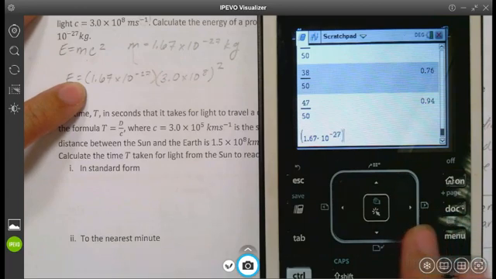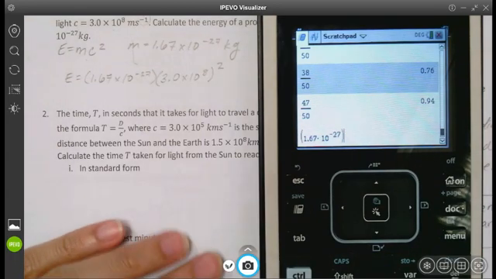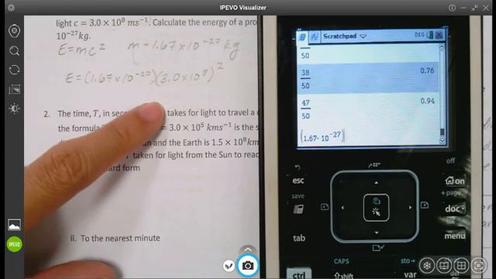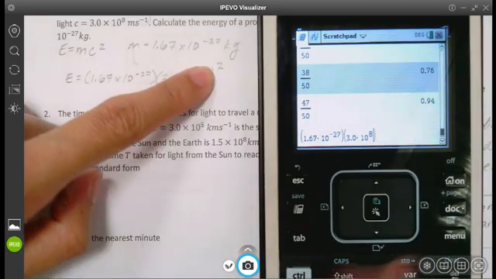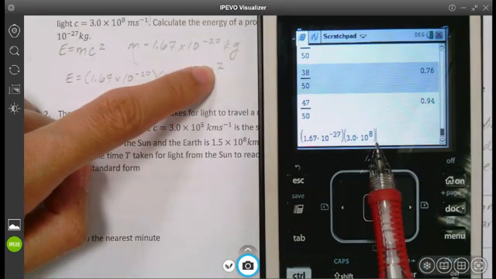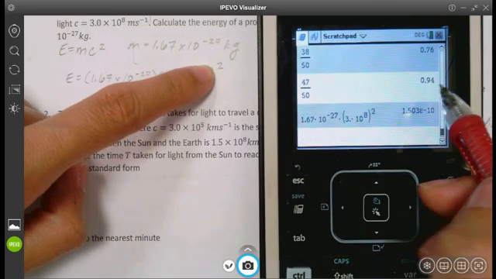If you don't know how to type any of this into your calculator because you can't see my fingers, write a note to yourself right now and say, I need Megan to show me how to type this into my calculator. And then I will go ahead and do that when I see you next. I'm going to plug in the 3.0 times 10 to the 8th. Remember that we have to square it, so I'm going to scroll outside of the parentheses, and then I'm going to square it and press enter.